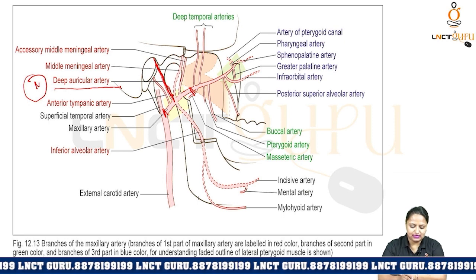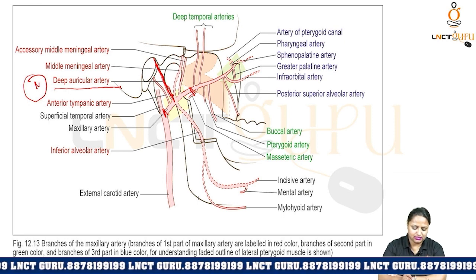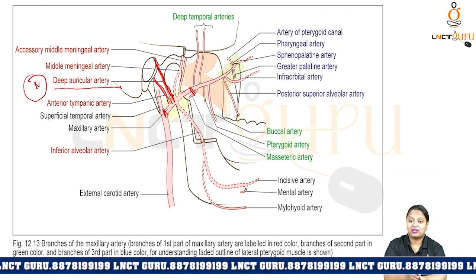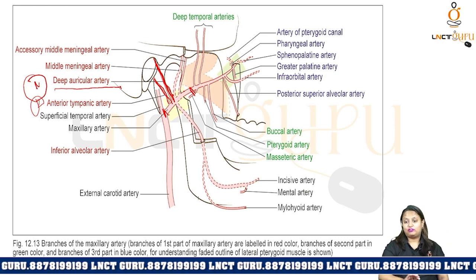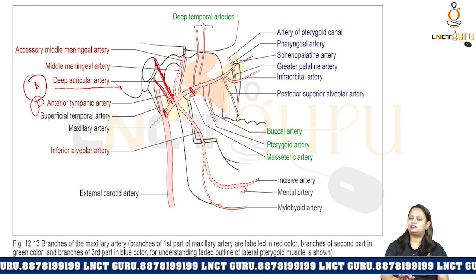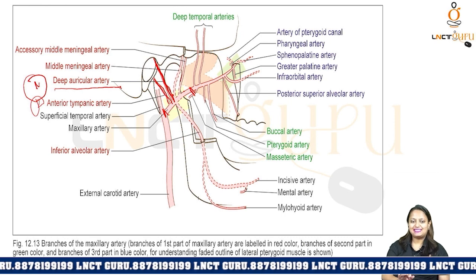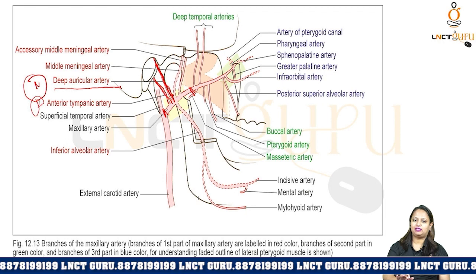Now second, we can see one more branch. This is the anterior tympanic branch. The first branch we have already discussed, that is the deep auricular artery, and second we are talking about the anterior tympanic artery. Now the external ear has three parts.